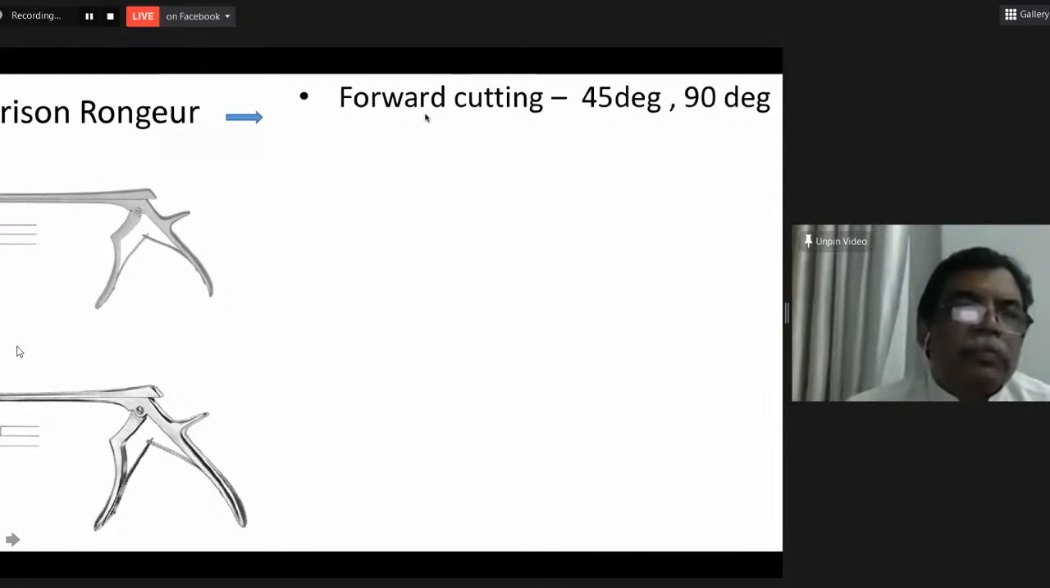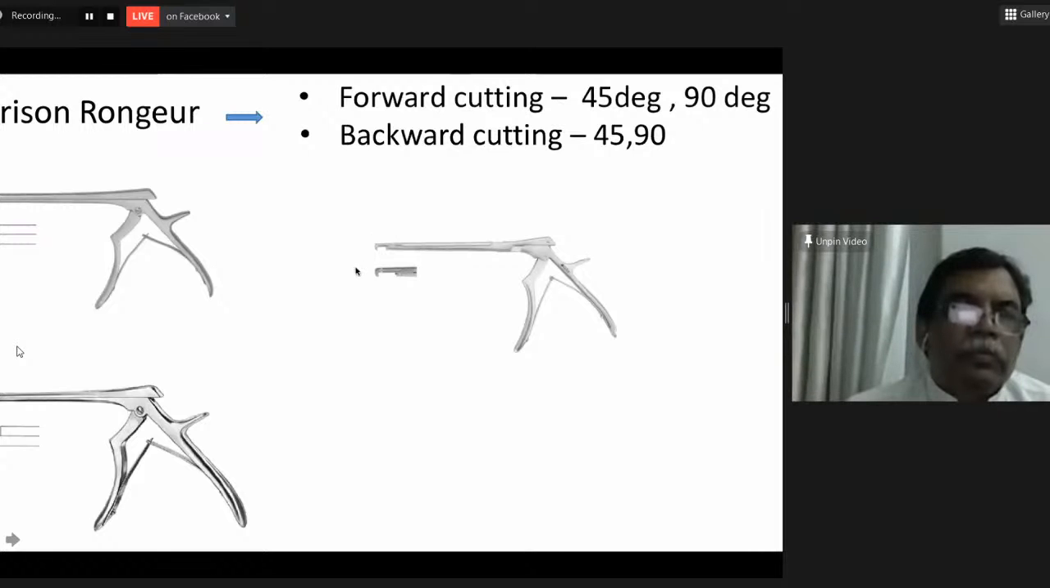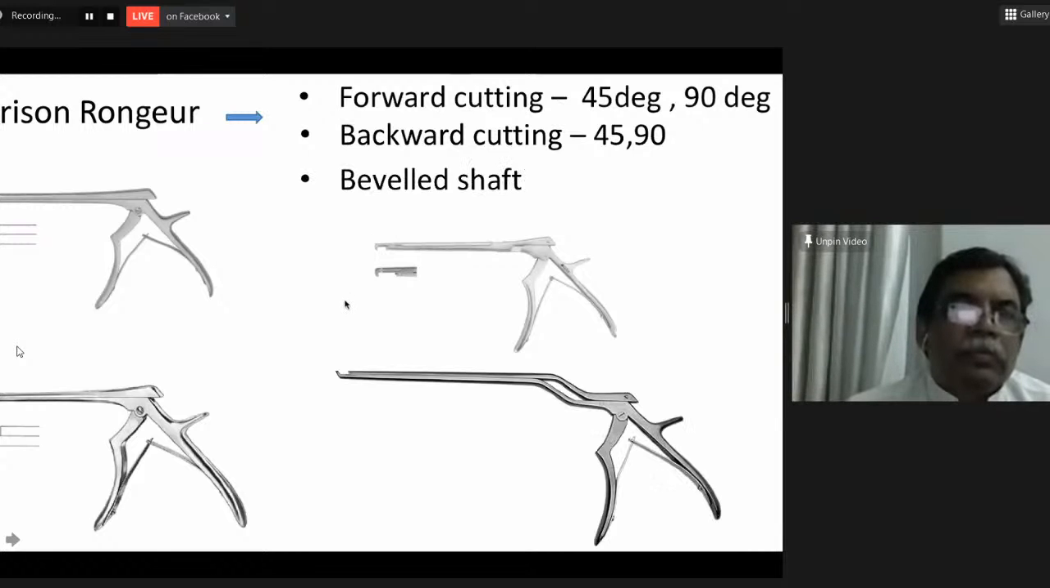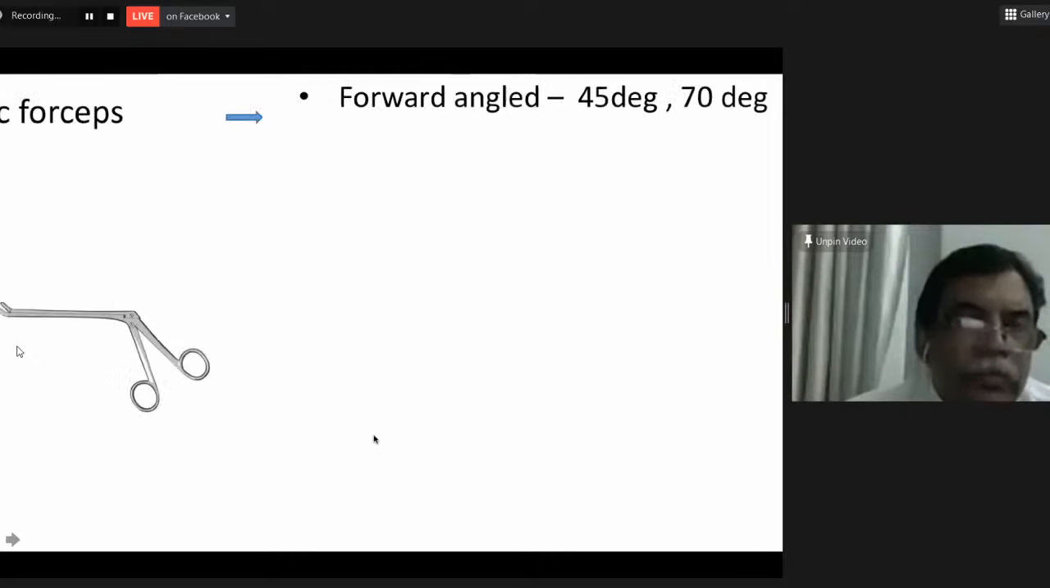And the other, Kerrison rongeur, may be of different types. It may be forward cutting, 45 degree to 90 degree like this. This may be backward cutting, and there may be a beveled one. Again, this beveled one helps you to clear the space there for the vision, mainly used when you do the microscopic surgery.